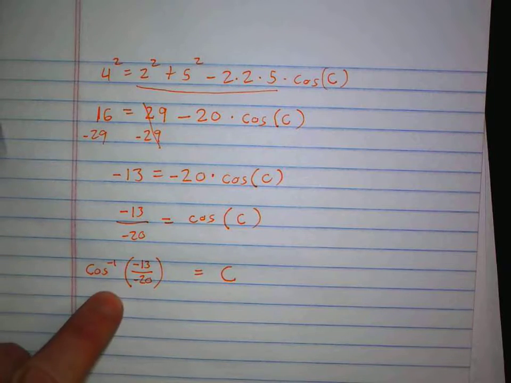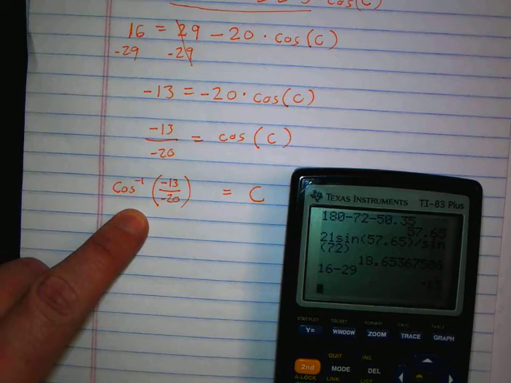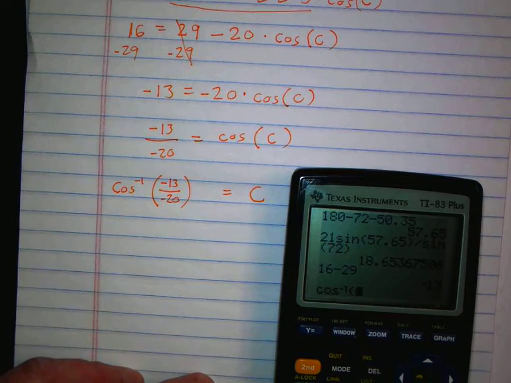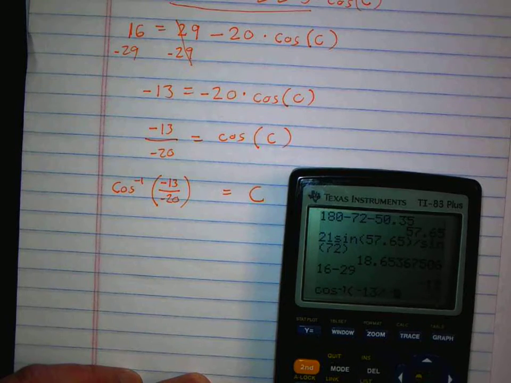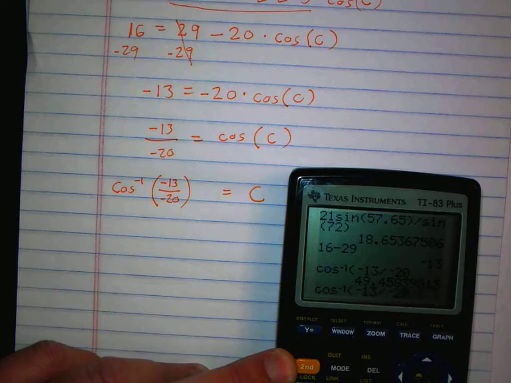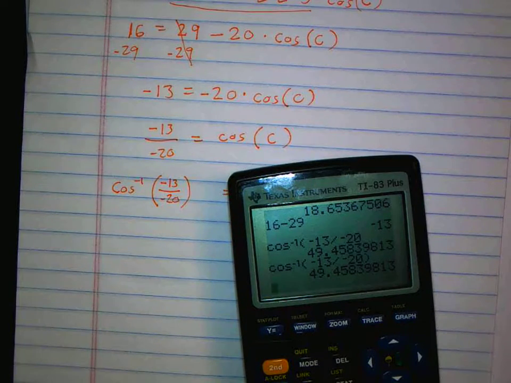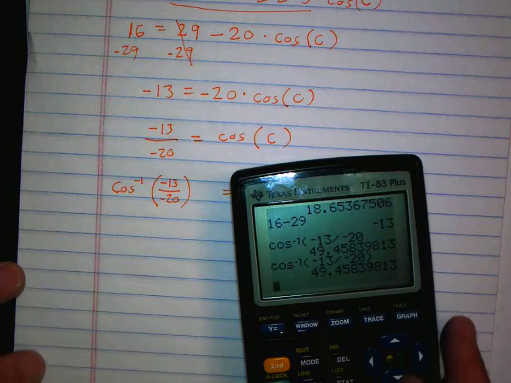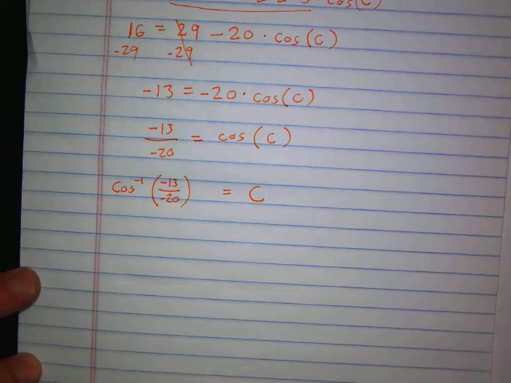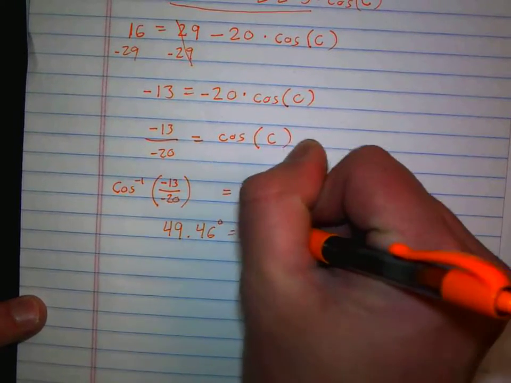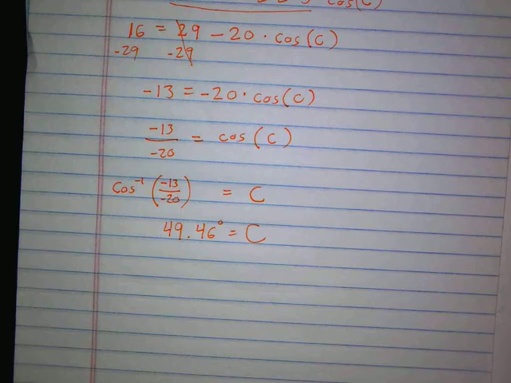So I'm going to type this in, and that'll tell me my angle C. Cosine inverse, 13, or you could type negative 13 divided by negative 20. I guess that's what I could do. And I would close off your parentheses just to make sure. 49.46 degrees. So now I know angle C is 49.46 degrees.